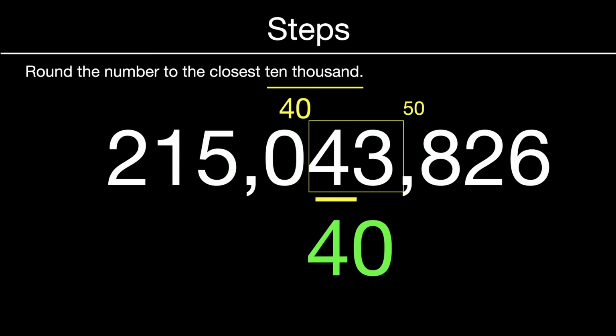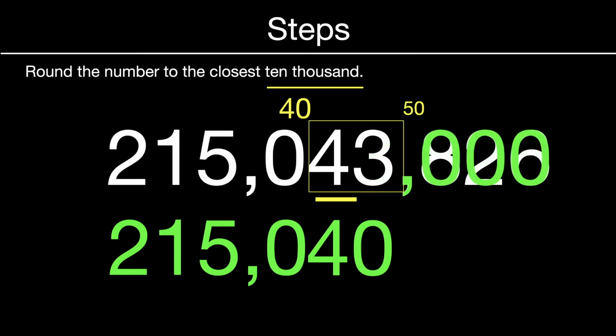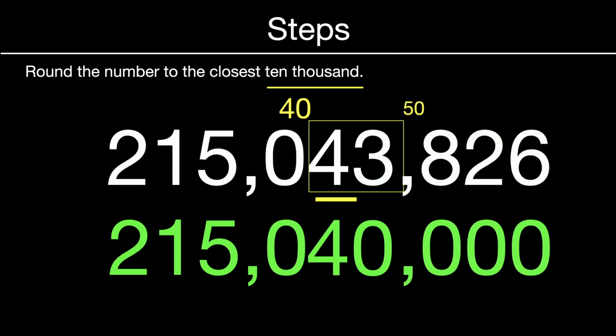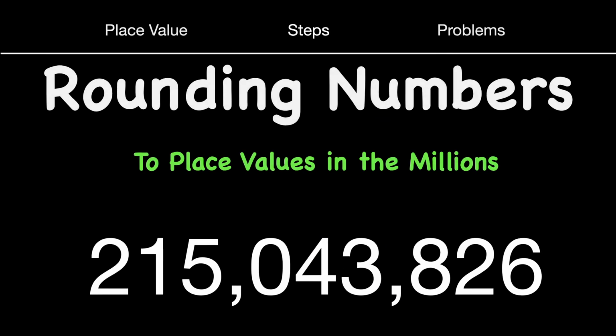Now, rules for left and right. Everything on the left side of that box stays exactly the same. Everything to the right pops into zeros. So the answer for this one is 215,040,000. And of course, don't forget your commas.